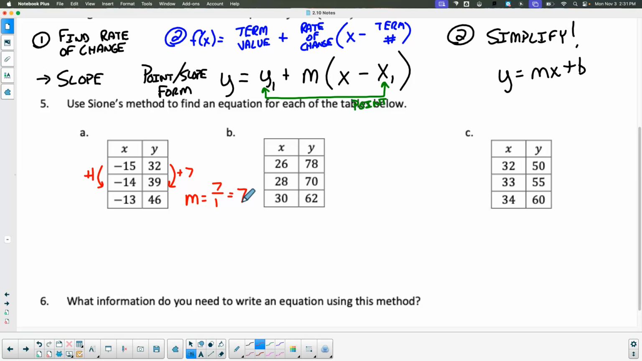Okay? Step 2. Which point do you want to use? Top, middle, or bottom? Top one? Okay? Alright? So if we're utilizing the top one, then it's going to be y equals the term value plus 7, that's my slope, or my rate of change, times the quantity x minus my term number. In this case, it's negative 15. With me so far? Do we ever write minus a negative? Just put a plus there? Okay.